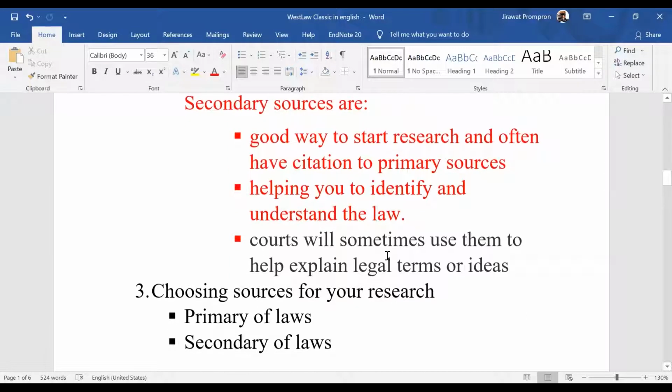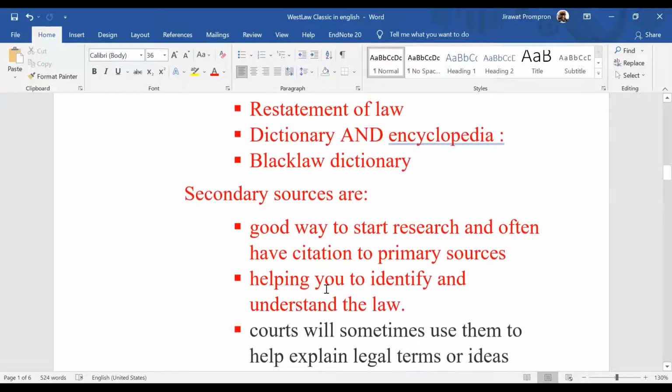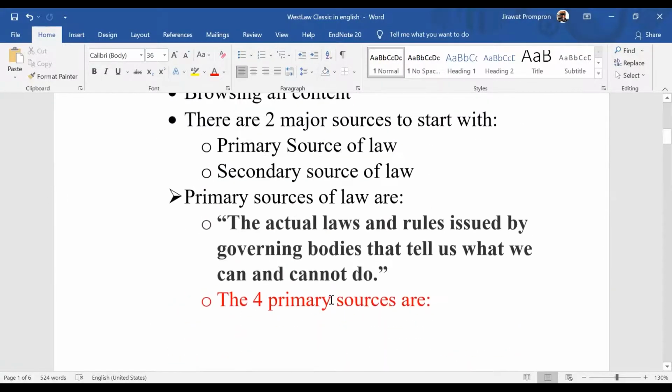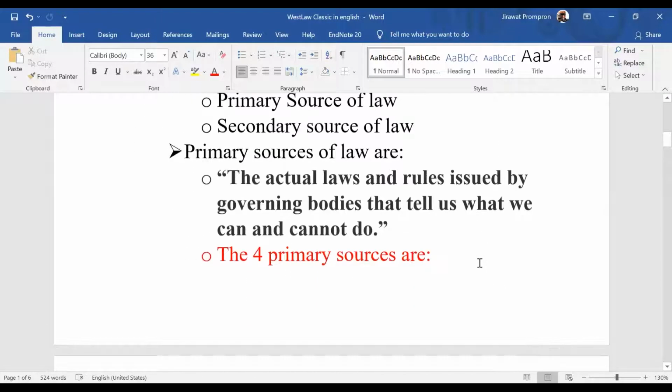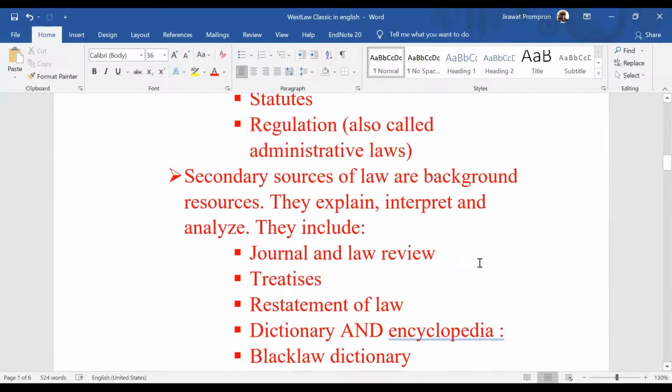Another one, choosing a source for your research. Now you know the definition of primary source and secondary source, and how important they are. Now you can decide which one to start with. You should start with a secondary source of law.